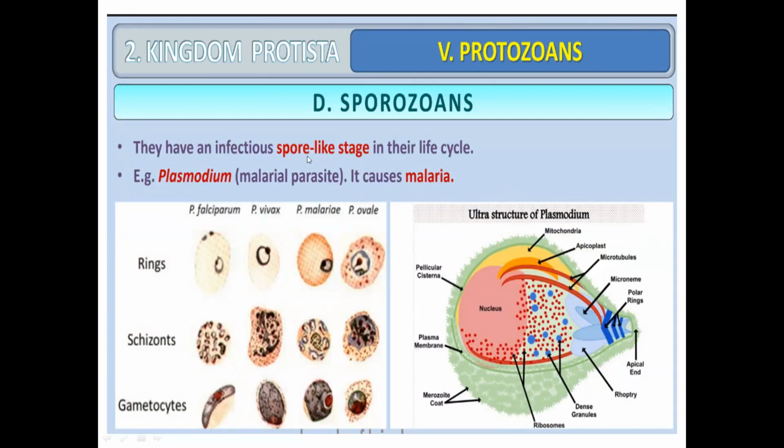They have an infectious spore-like stage. Sporozoa means they will have a stage in which spores are produced. Example, Plasmodium, which causes malaria. In their life cycle, if there is an unfavorable condition, the organism will produce spores and stay inactive. When the favorable condition arises, they will again grow into a new protozoan.